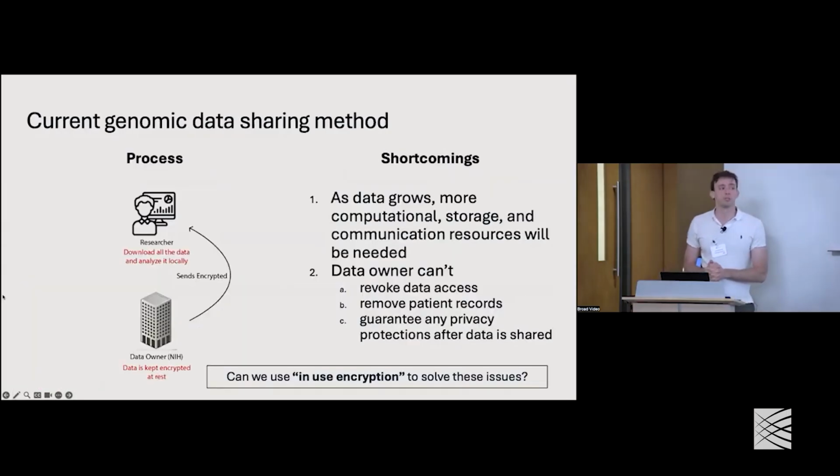So when we perform genomic data analysis, such as on the 1,000 Genomes project, we typically have a data owner like the NIH that has all of the data encrypted at rest.